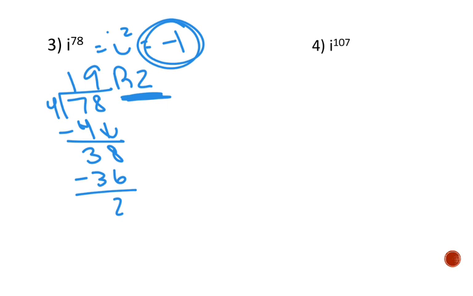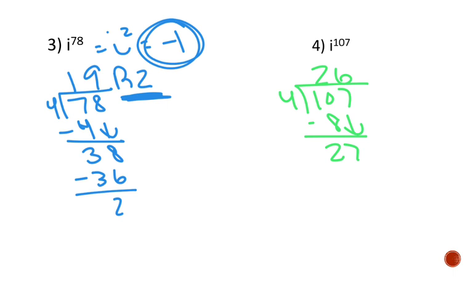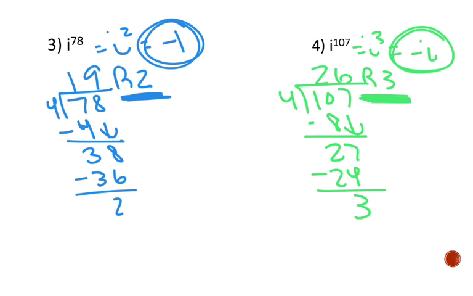Number 4, we have i to the 107th. So take your exponent, divide by 4. 4 goes into 10 2 times. 2 times 4 is 8. 10 minus 8 is 2. Bring down our 7. 4 goes into 27 6 times. 6 times 4 is 24. Subtract, which is 3. So 26, remainder of 3. A remainder of 3 means that that's equivalent to i cubed. But if you look at your chart, remainder of 3 says that that's negative i. So i to the 107th is equal to negative i.